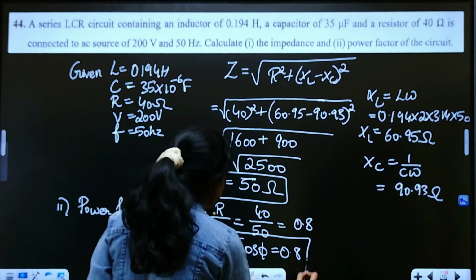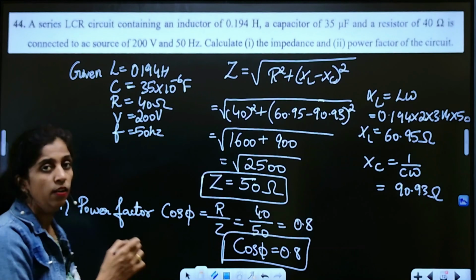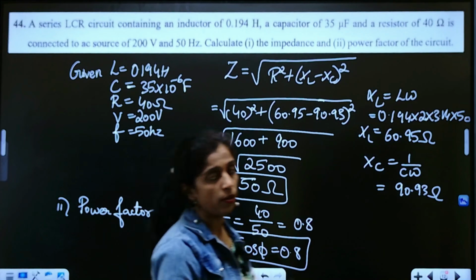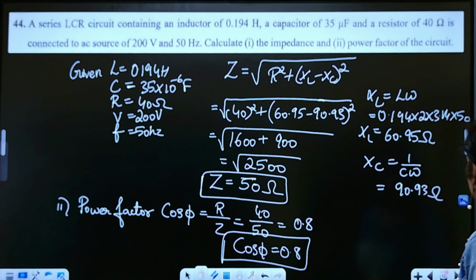Don't write phi equals cos inverse of, because they're not asking you the phase angle here. They're asking you what the cos phi value is, I mean the power factor value. Okay, fine. So this is a 5 mark question.